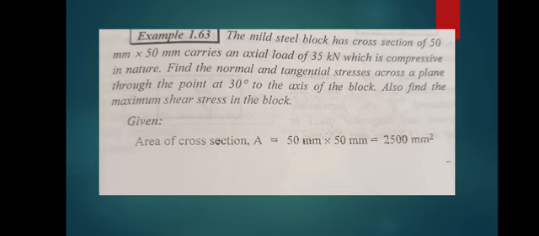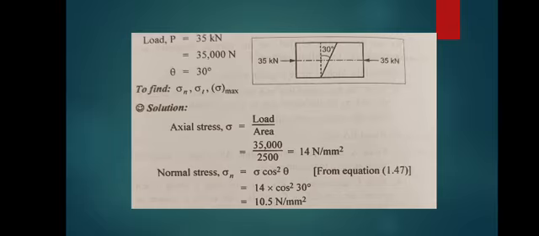Then find the normal and tangential stresses across a plane through a point at 30 degree to the axis of the block. Here the value of theta is given as 30 degree. Then they asked to find out the normal stress and tangential stress. Tangential stress is also known as shear stress. Also find the maximum shear stress in the block. In the given data, area is given, axial load P is given, theta is given. To find normal stress, tangential stress, maximum shear stress.